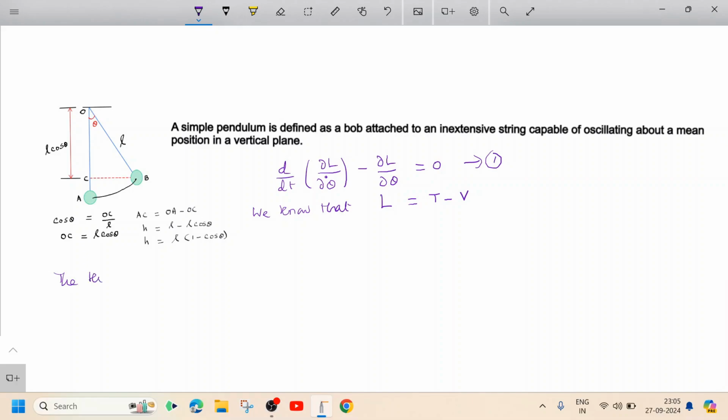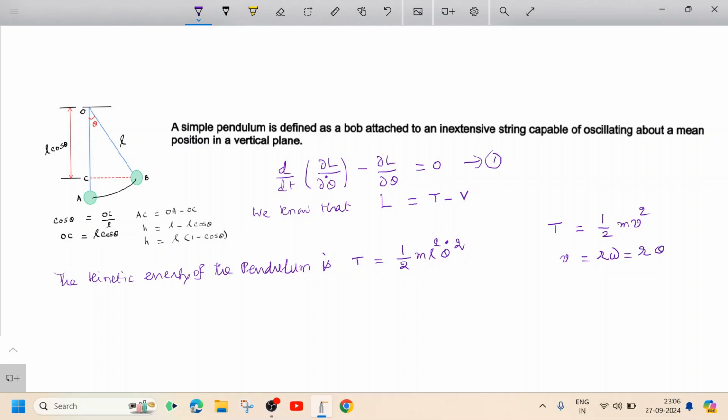The kinetic energy of the pendulum is T equal to half m L square theta dot square. In general, the kinetic energy T equal to half m small v square. We know that small v equal to r into omega, a relation connecting linear and angular velocities. Here omega should be replaced by theta dot, r into theta dot.